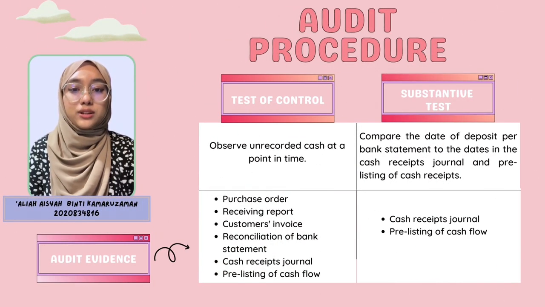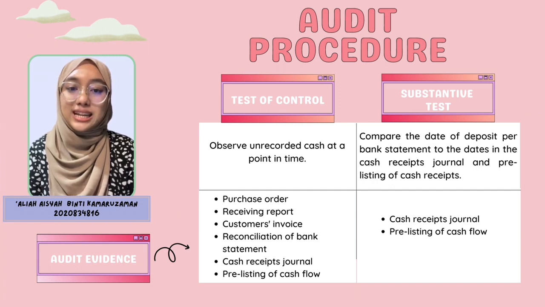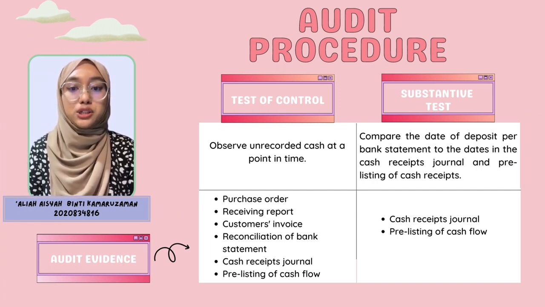Next, the audit procedure for timing. The test of control is to observe unrecorded cash at a point in time. The substantive test is to compare the date of deposit per bank statement to the dates in the cash receipt journal and pre-listing of cash receipts.